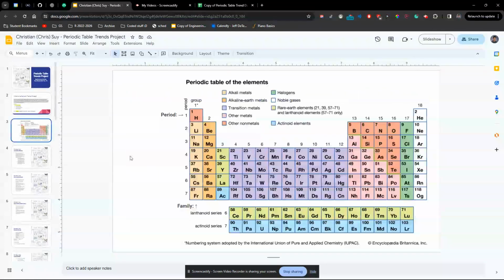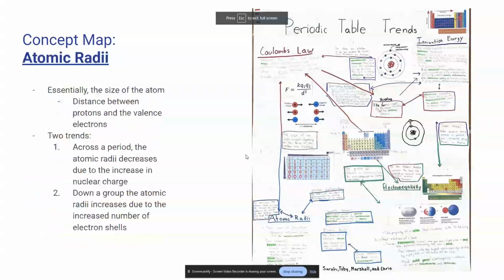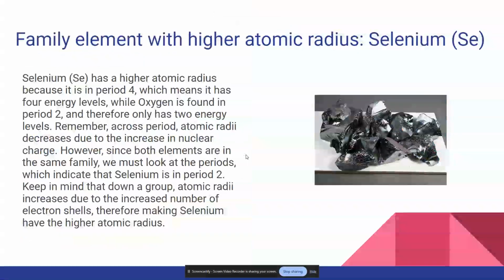This can also be seen if we go back to this. Locating selenium and oxygen, oxygen is located in period 2, which only contains 2 shells. Selenium is in period 4, meaning that it has four electron shells. The more shells, the bigger the atomic radius. And we've established that the bigger the radius, the bigger the atom, which makes oxygen smaller and selenium bigger. Therefore, selenium has the bigger atomic radius.